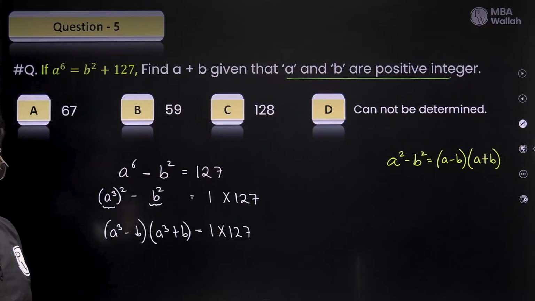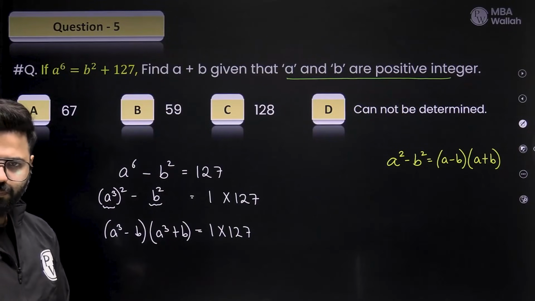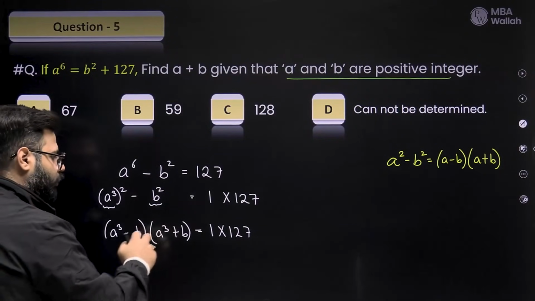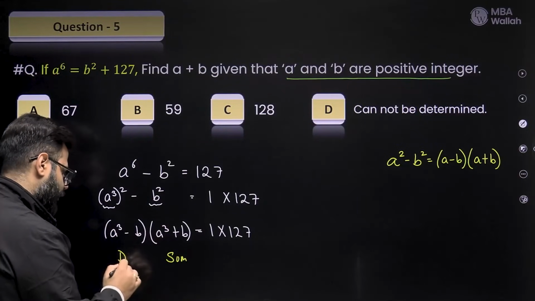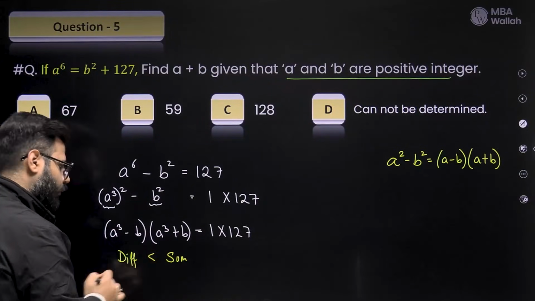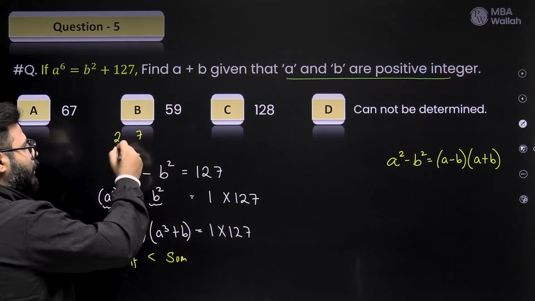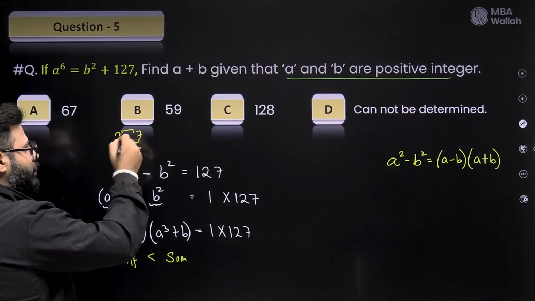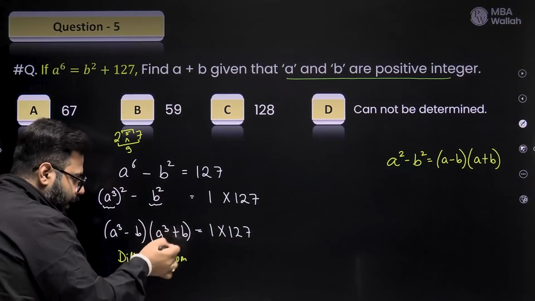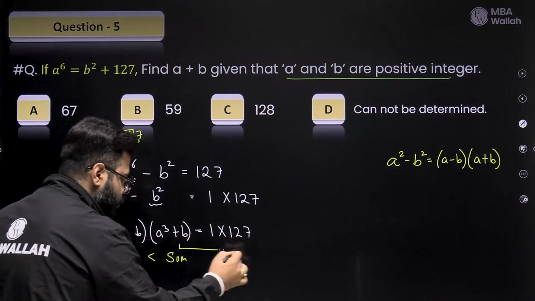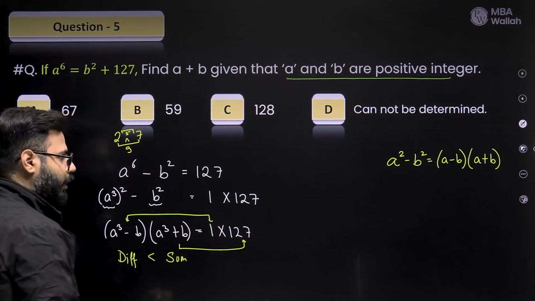Think. We have a and b as positive integers. This is the sum of two positive integers. This is the difference of two positive integers. This is sum. This is difference. I know the sum will always be greater than the difference because they are positive. Think of any numbers, let us say 2 and 7. Their sum is 9 and their difference is 5. Of course, sum greater than the difference. So this guy has to be the larger one, so this will be 127. This has to be the smaller one, choose 1.